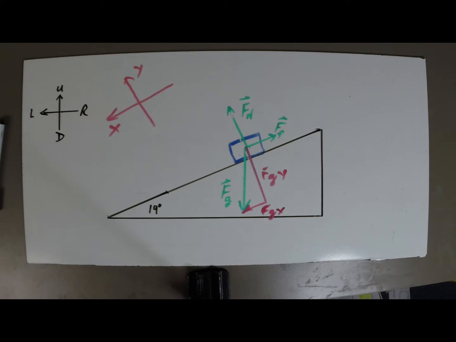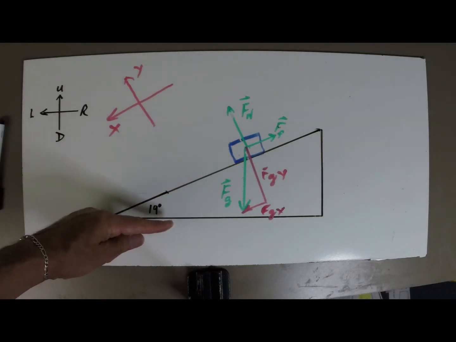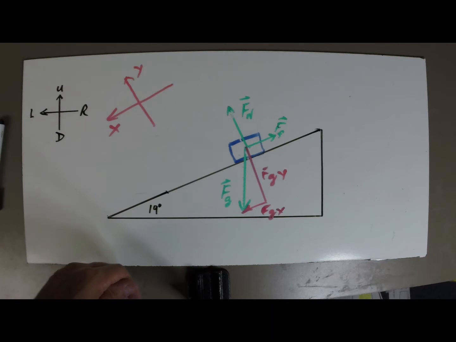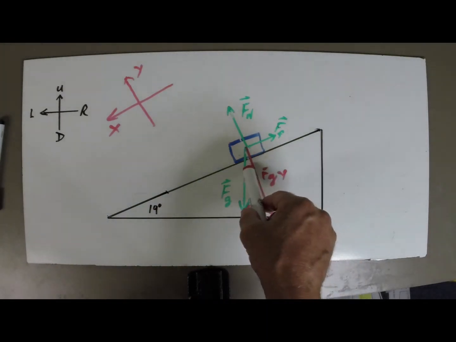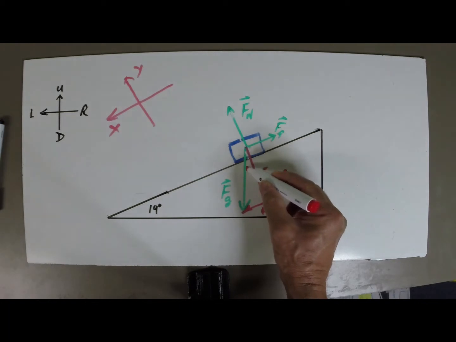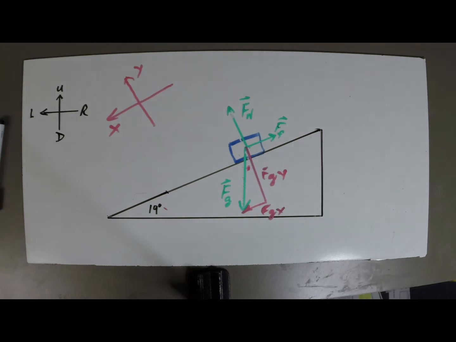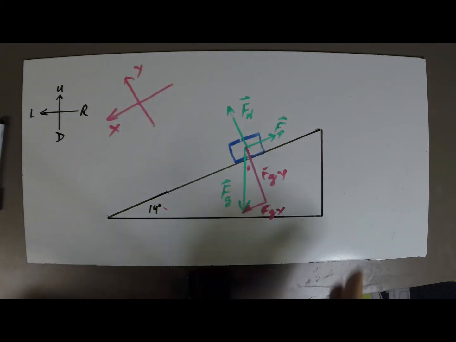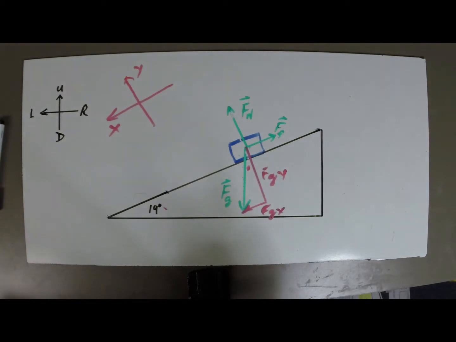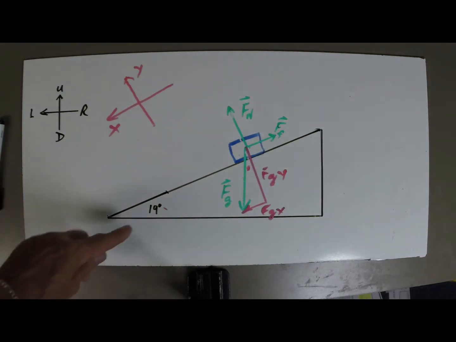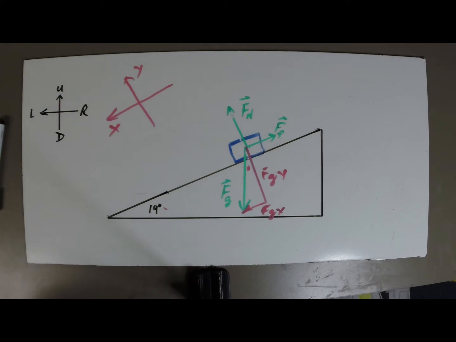Now, the other part of the trick to this problem is to recognize that this angle here that the slope makes with the horizontal is exactly the same angle as the angle here. So this angle here will also be 19 degrees because the normal to the surface has been tilted by the same amount with respect to vertical as the slope has been tilted with respect to horizontal. And that means that the normal is still perpendicular to the surface.